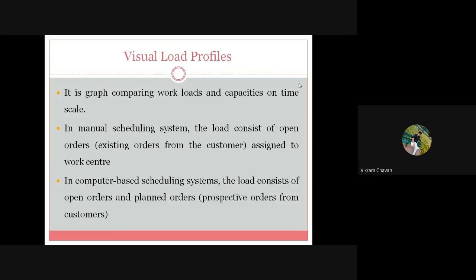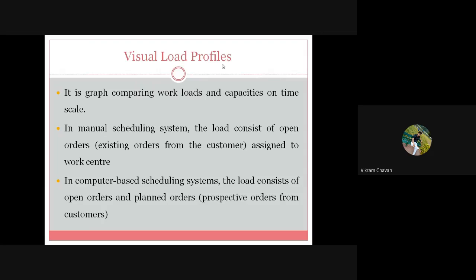Capacity is nothing but how much volume or quantity that particular machine can produce in a particular time period. And the load is nothing but the task assigned to the particular workstation. So loading is finding the relationship between the load and capacity. According to the capacity, the load is provided to the particular workstation. We can find out this relationship by using the visual load profile tool.